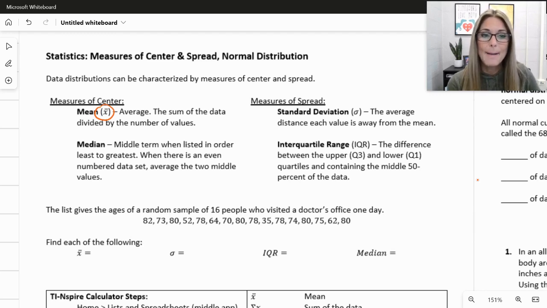Median, another measure of center, is your middle term when your data is listed in order from least to greatest. If there are an even number of data, then you would take the average of the two middle values to find your median. So those are two measures of center, mean and median.